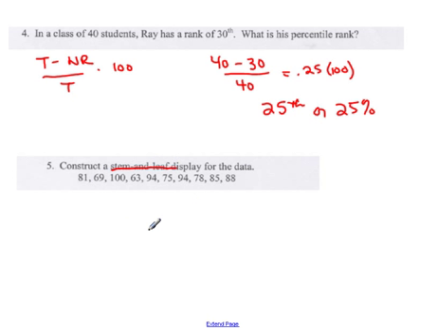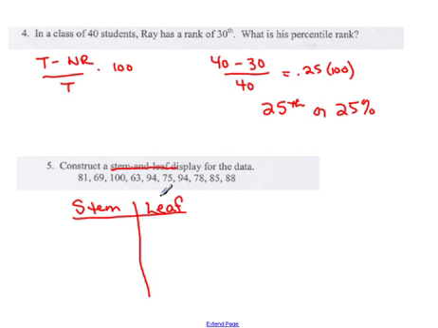Number 5, a stem and leaf. The thing to remember about the stem and leaf is that you want to create a chart. The left side is the stem, and the right side is the leaf. The stem refers to the highest digit, so in this case the highest place value is the tens place, and the leaf refers to the lowest place value or values. In this case it would be the ones place.